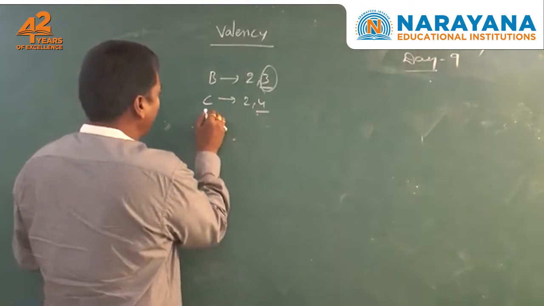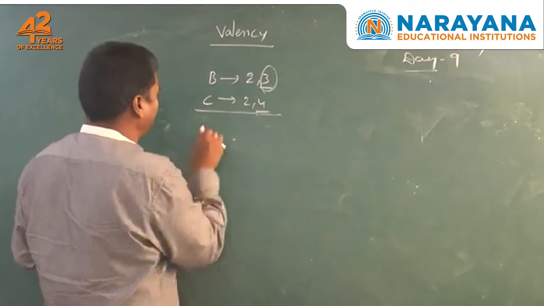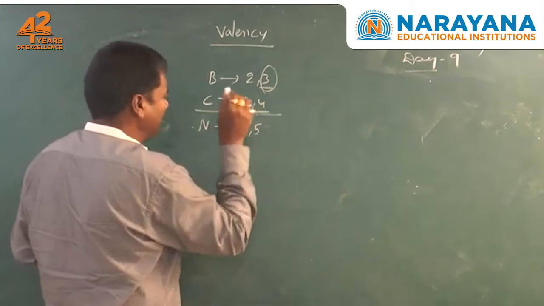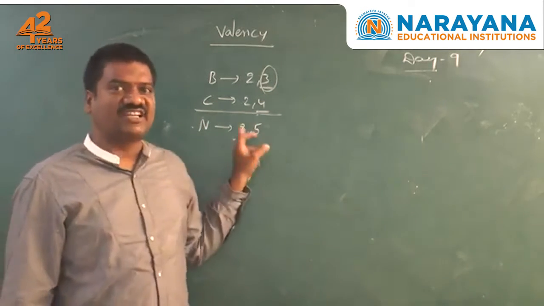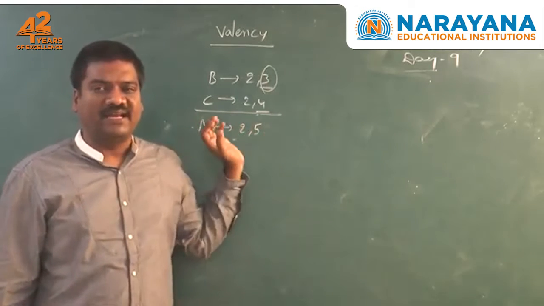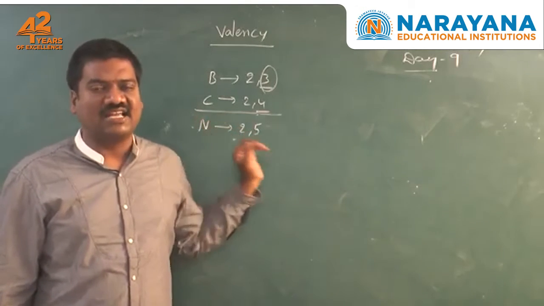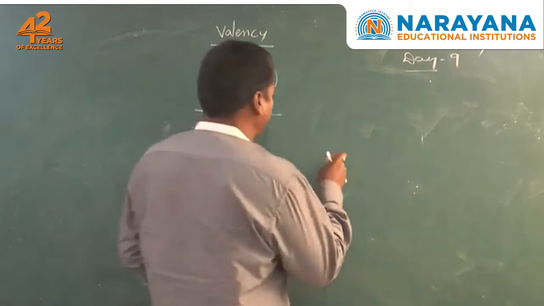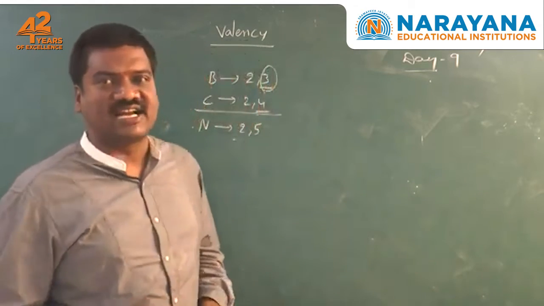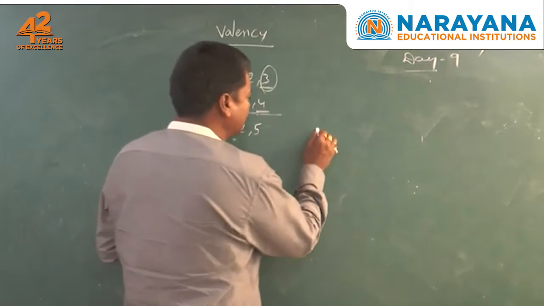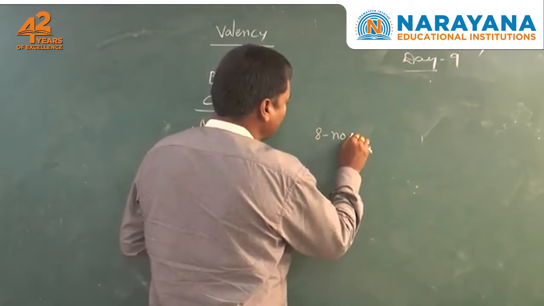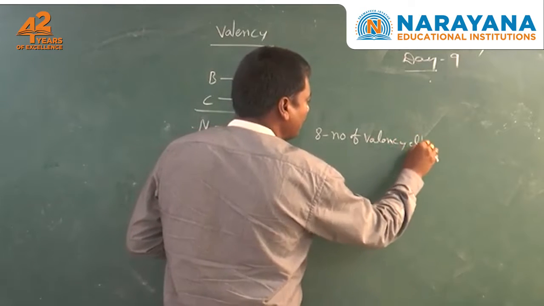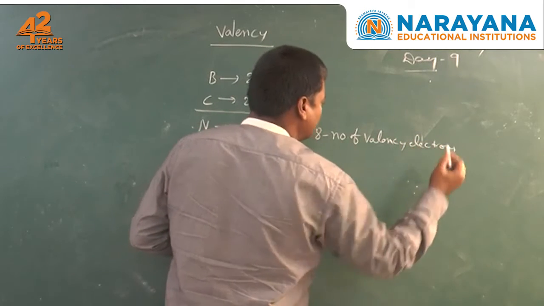But after carbon, if you take the nitrogen atom, the electronic configuration is 2, 5, and the number of valency electrons for nitrogen is 5. But here valency is not equal to the number of valency electrons after 4 electrons. There is a small formula for finding the valency when more than 4 valency electrons are present in the valency shell. That is 8 minus the number of valency electrons.